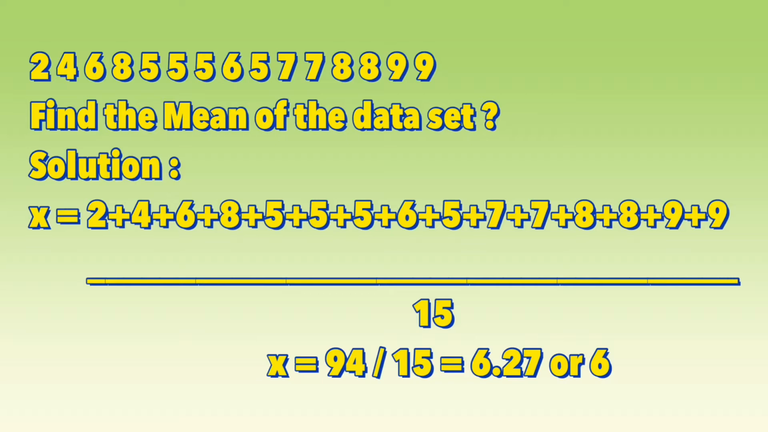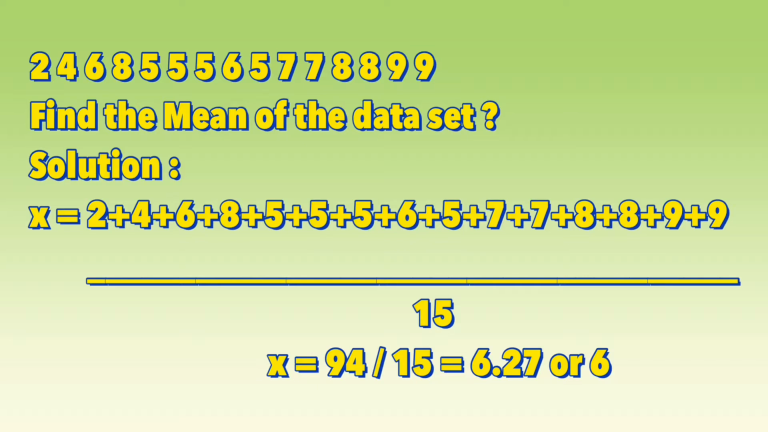To find the mean of measures of central tendency, we have to add all the given sample data. Then we have to divide it by the number of samples. So the number of samples is 15, and now we're going to add 2 plus 4 plus 6 plus 8 plus 5 plus 5 plus 5 plus 6 plus 5 plus 7 plus 7 plus 8 plus 8 plus 9 plus 9. The x bar, which is the mean, equals 94 over 15.